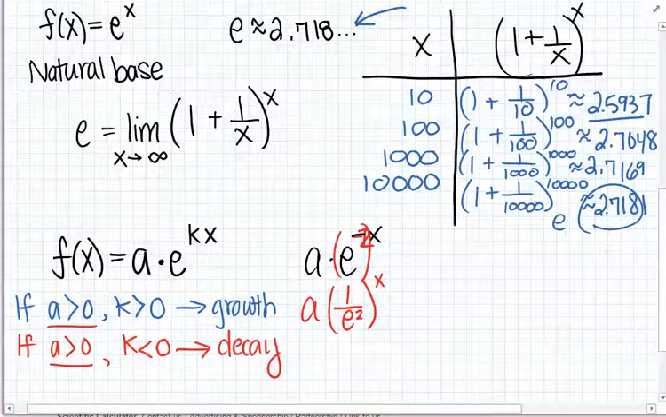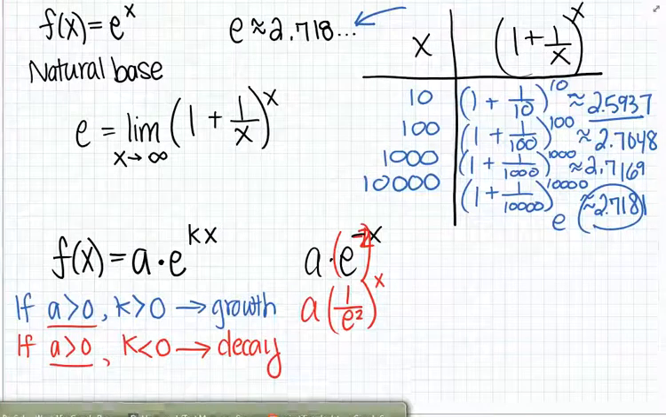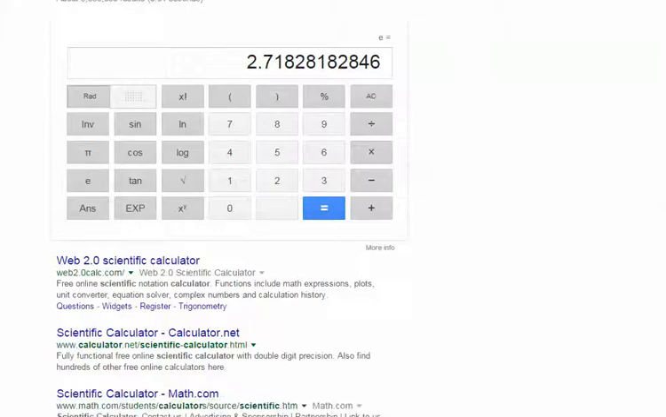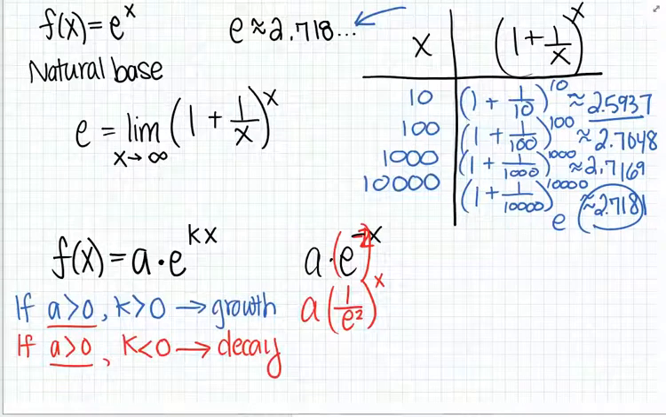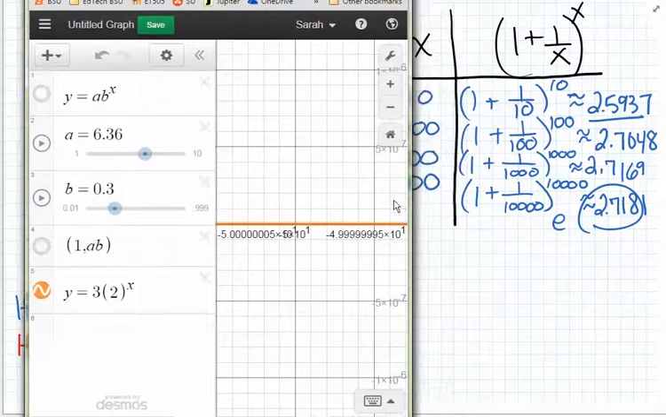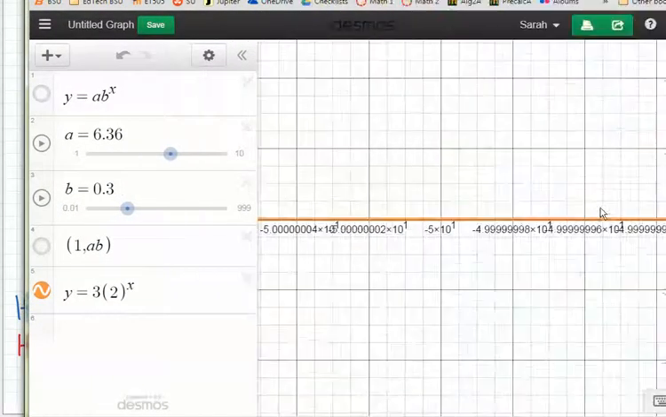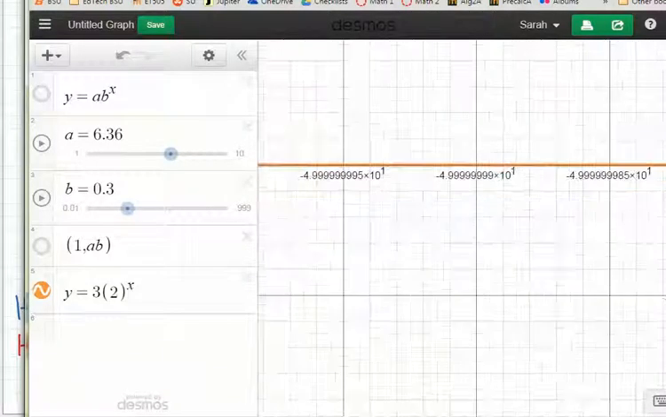The reason we're leaving a as a positive number is if we look at the graph. Let's go back to Desmos for a minute. Oh boy, we've got to zoom way back in, don't we?